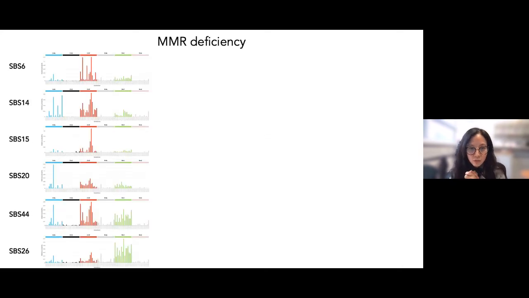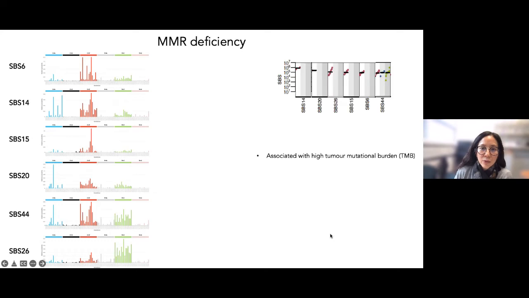Let's go to mismatch repair deficiency. Okay, so mismatch repair deficiency, there's about 6 signatures. In fact, there's a 7th that's not published yet, but as I said, that one is coming when the GEL data gets published. So there's 6 signatures there. And they are variations of each other if you look really closely. And the other thing to say is that they are all associated with a high tumor mutational burden.